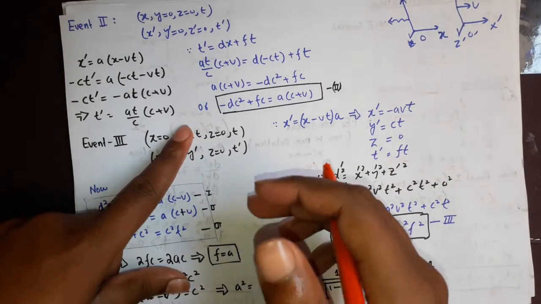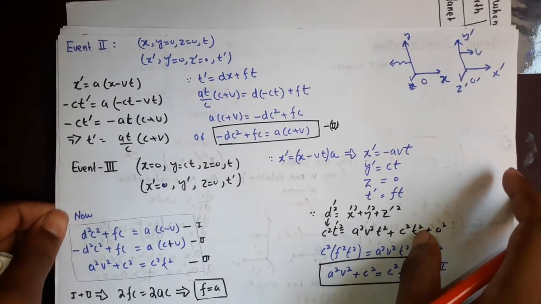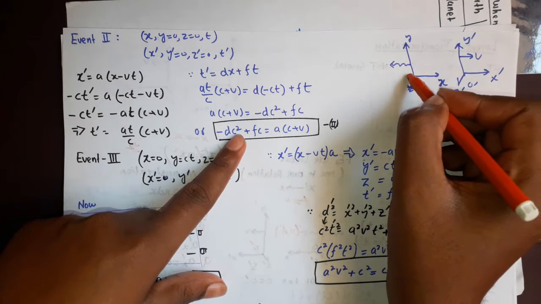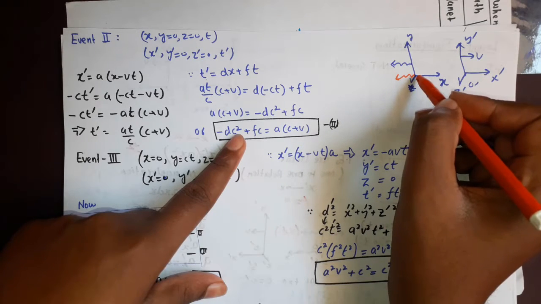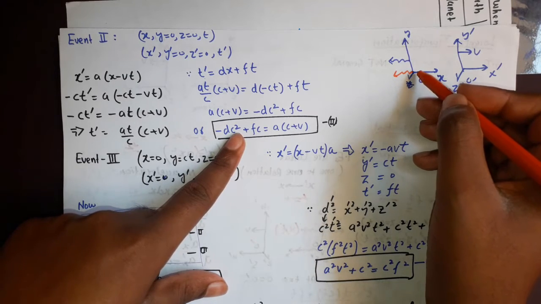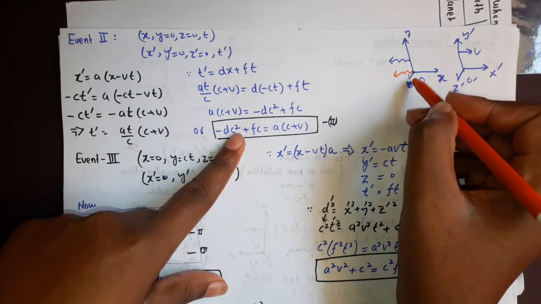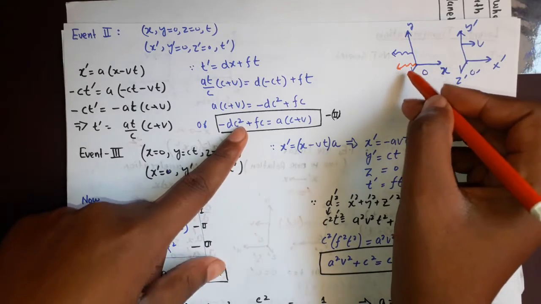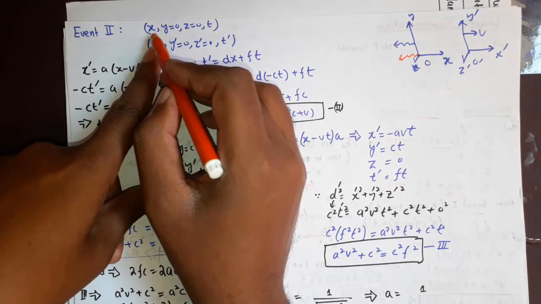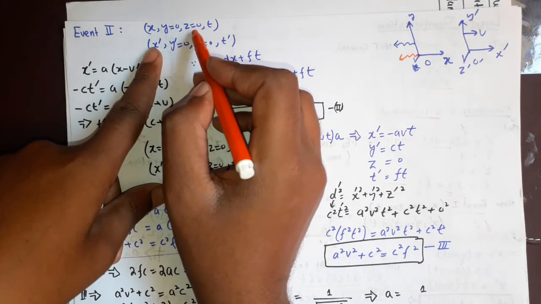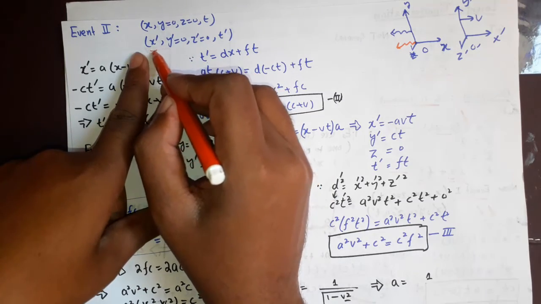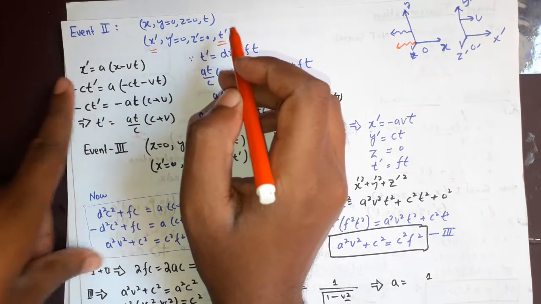Now we take the second event. The second event is that the light is emitted in the negative x direction at time t equal to 0. Light is originated from the origin, so it spreads in all directions. So now we are taking the negative direction. For the second event I can write the x coordinate, y coordinate equal to 0, z coordinate equal to 0, and time t. And similarly for the S prime frame we get x prime and t prime.